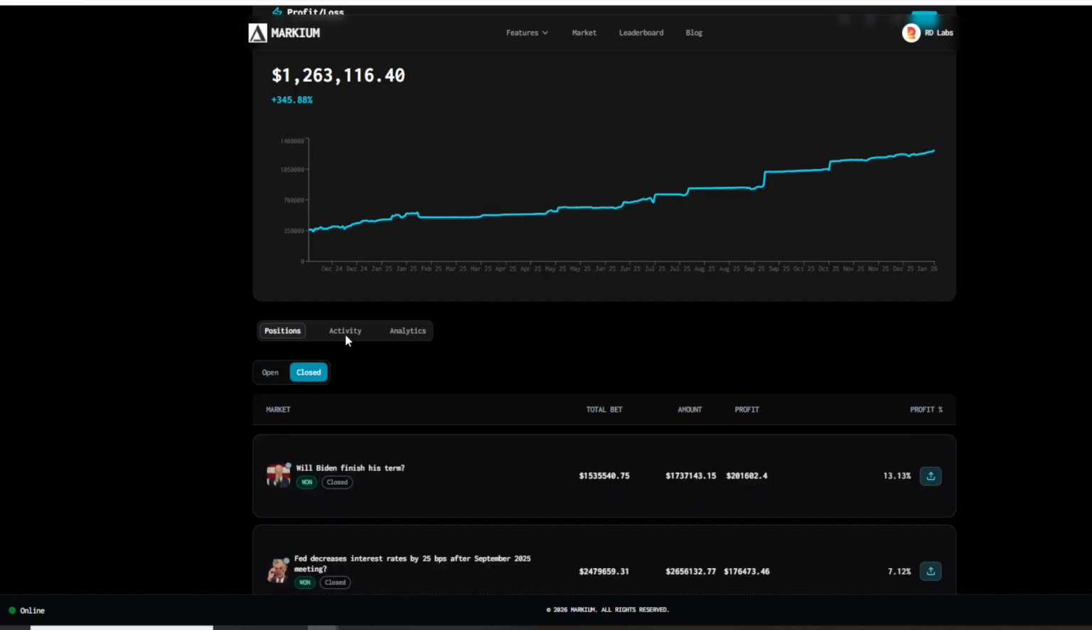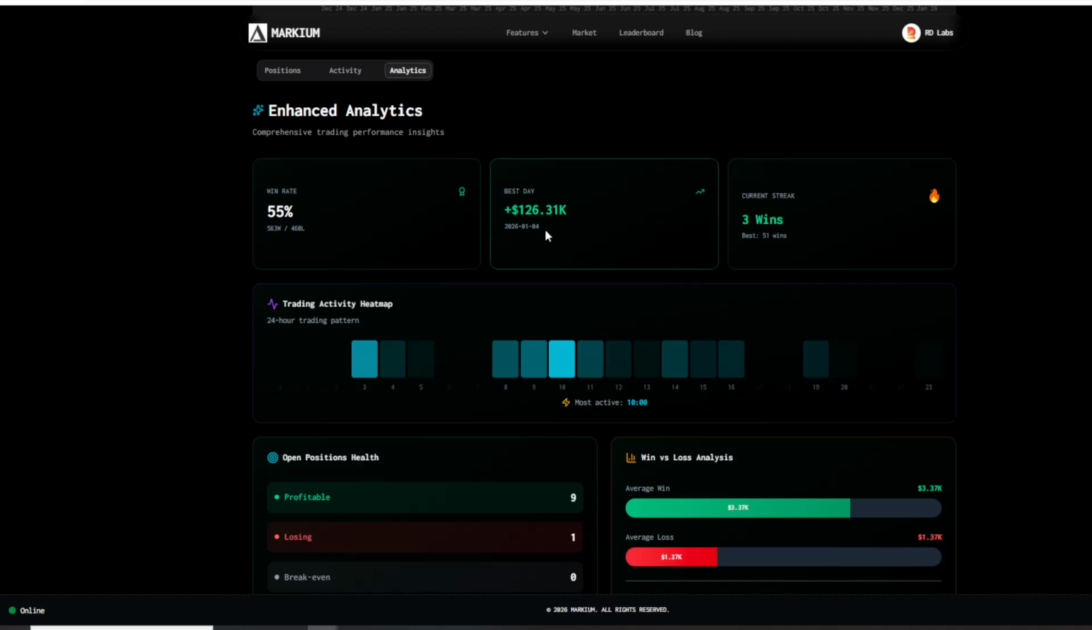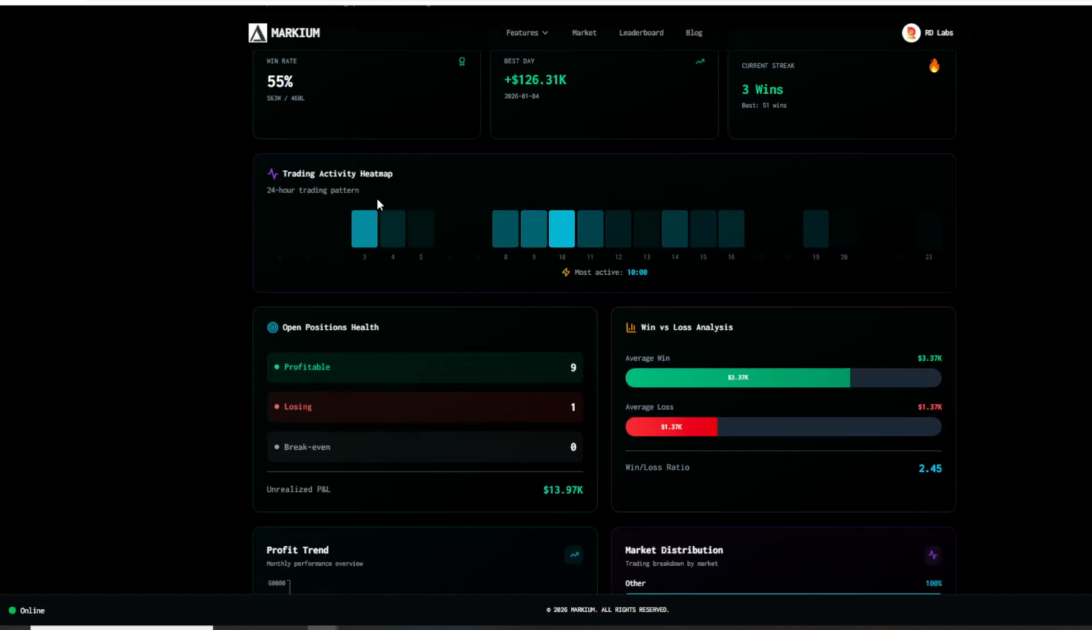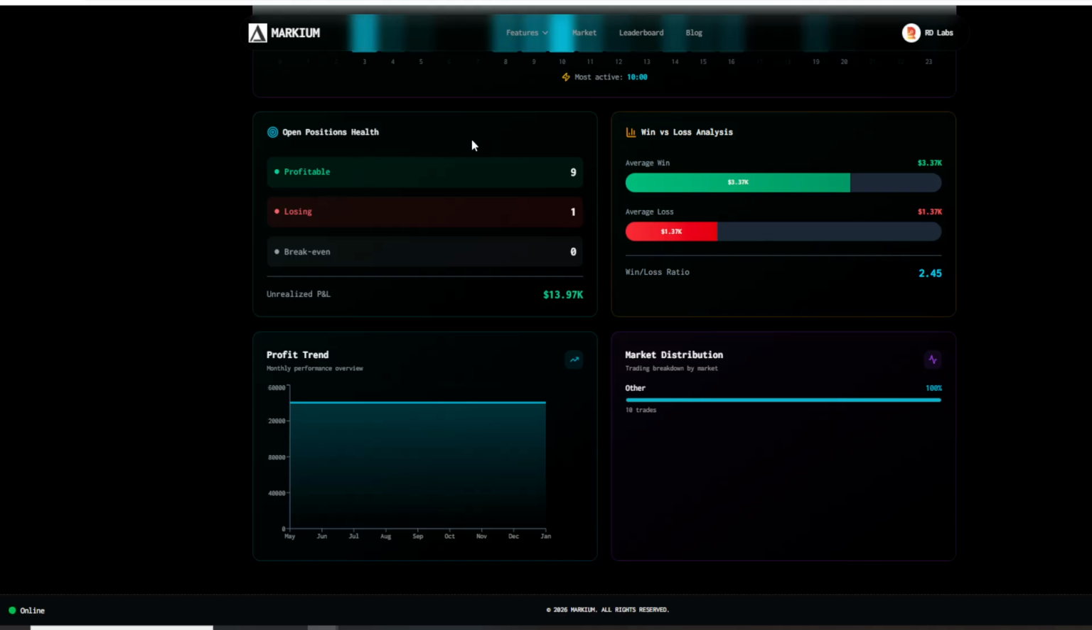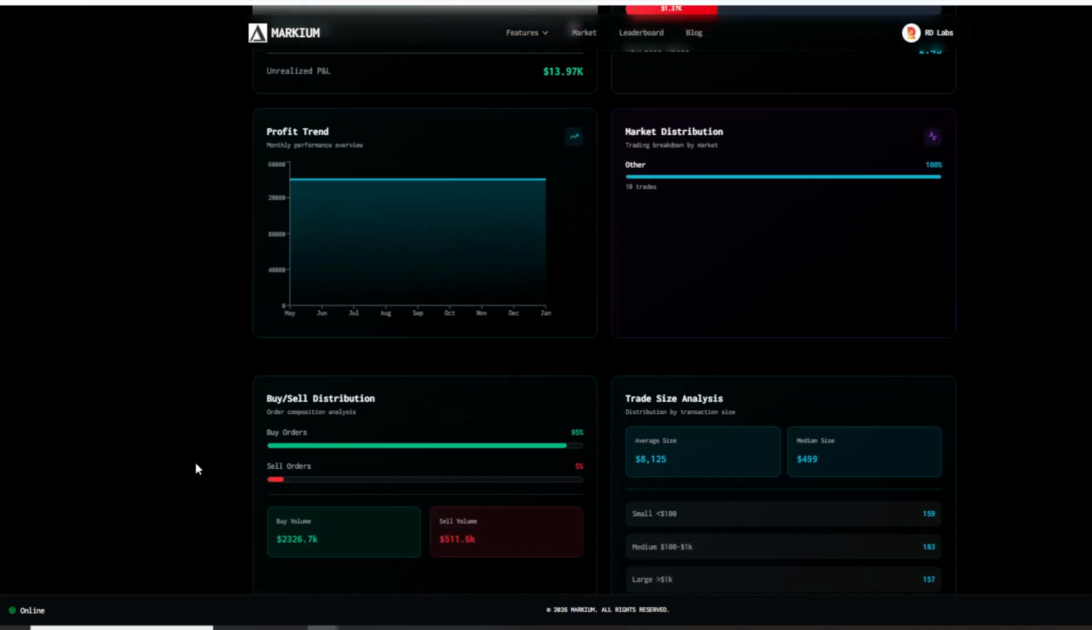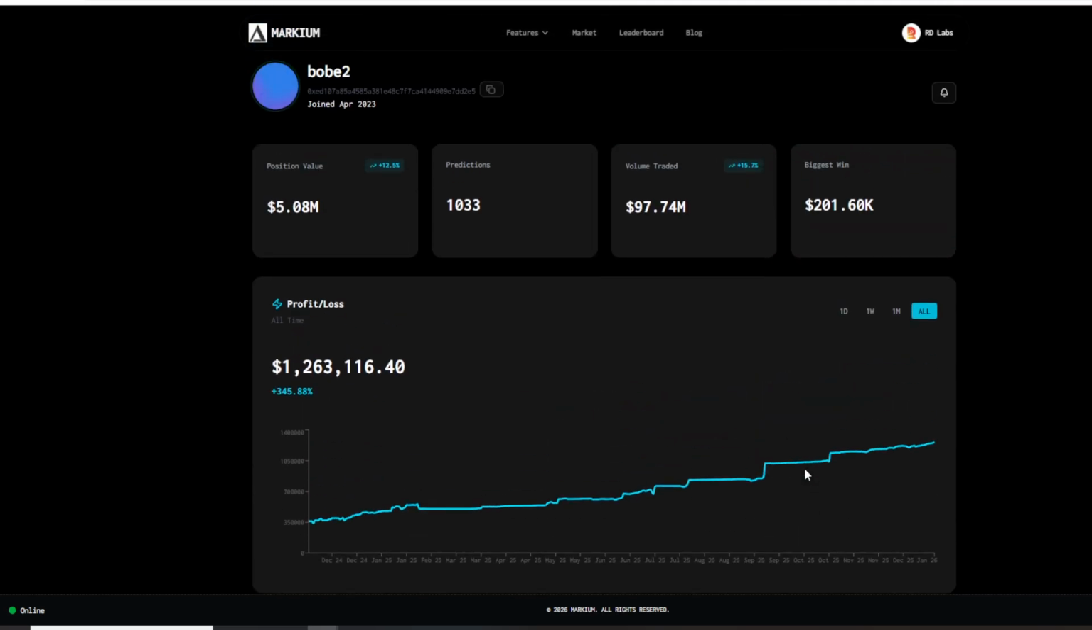What you can also take a look at under the analytics section is what the best trade is, the win streak. Here it gives you a breakdown of the trading activity heat map. It shows you the current heat map of what's most active based on the 24-hour trading pattern. This is interesting. It shows you the open positions in terms of health, profitability, losing, break even. It shows you the win-loss analysis, market distribution, profitable trend, then buy-sell distribution, trade side analysis. So all the interesting metrics that you need to make better decisions on your trades.